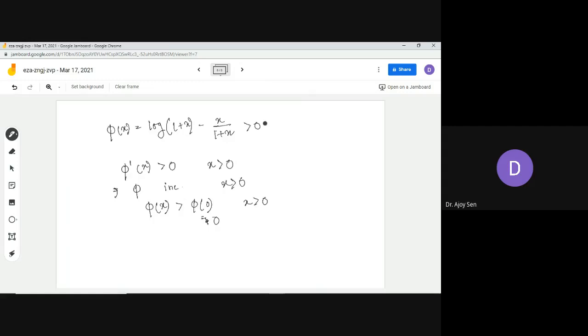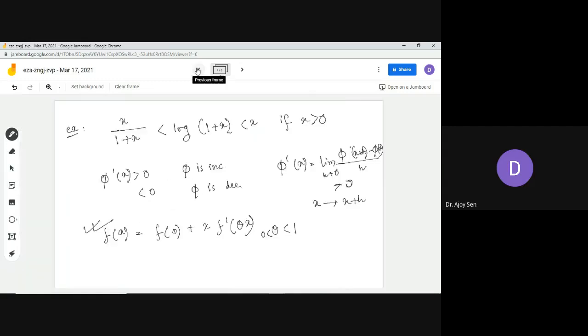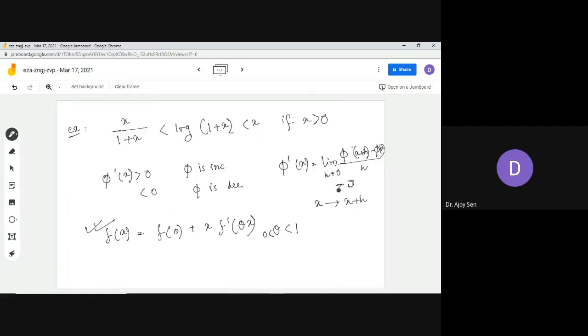In this way, we actually encounter such kind of problems in the mean value theorem. These are applications, but I'm not going into details. I'm just giving you some glimpse of why phi dash x being greater than 0 or less than 0 gives you the condition of increasing or decreasing functions. I'm telling you again that these things do come from Lagrange's theorem.